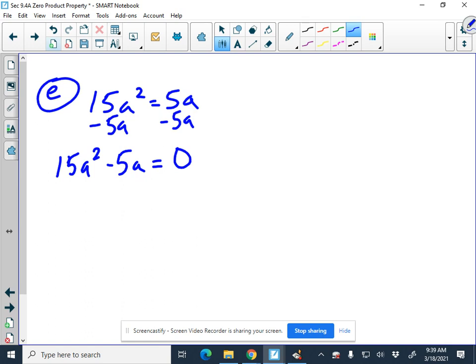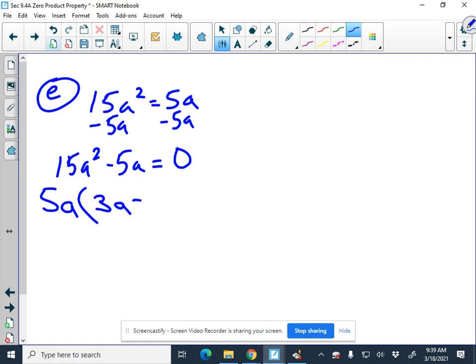Break it down and then finish it. Solve it all the way. What number can come out? How many a's? 1. What do you have inside? 5 times what is 15? And an a, because that's how you get the a squared.